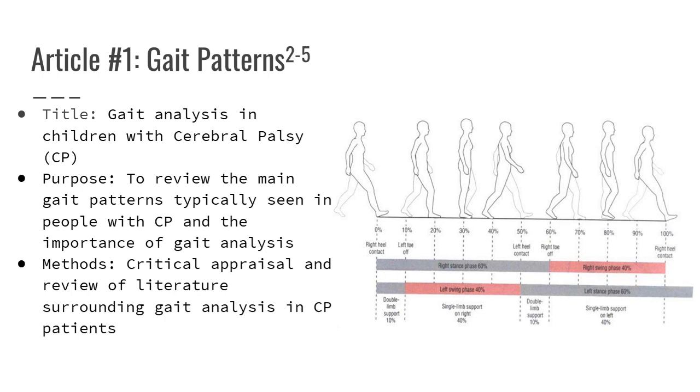The purpose of this article was to review the main gait patterns typically seen in children with cerebral palsy and the importance of gait analysis in this. The methods was just really critical appraisal and review of the literature surrounding gait analysis in cerebral palsy patients. And the image here I've attached on the slide is just for your reference of a typical gait cycle.